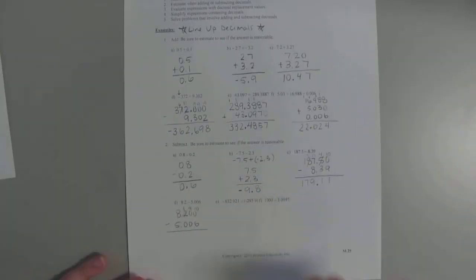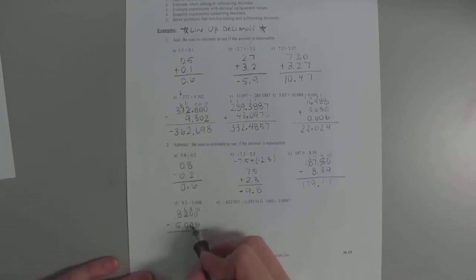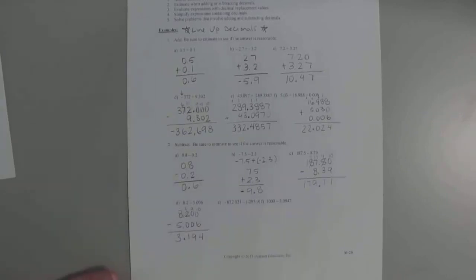What's this middle 0 going to become? A 9. And who's the end guy going to be? A 10, because he didn't have to borrow. If anybody has to borrow from him. So 10 take away 6 is 4. 9 take away nothing is 9. 1 take away nothing is 1. Bring down the decimal. And then 8 take away 5 is 3. So 3 and 194 thousandths. Oh gosh, look at this.